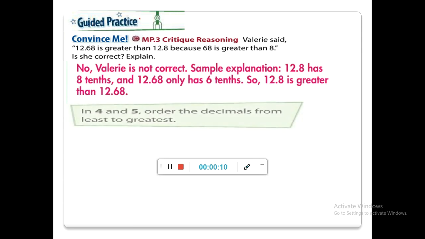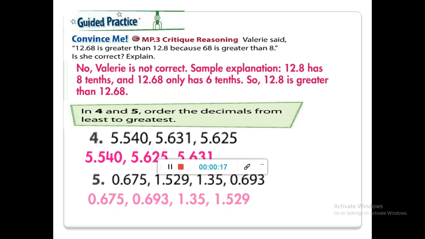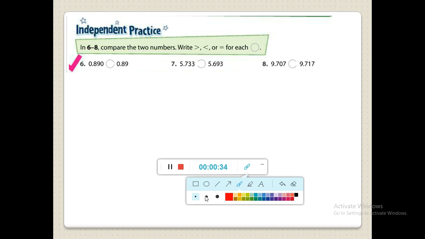Today I'm going to explain to you lesson 1.5. I will explain just some questions to show you how to compare two decimals and how to order decimals. Now, to compare decimals, we have to follow many steps. The first step, we need to line up the numbers and to line up the decimal point.